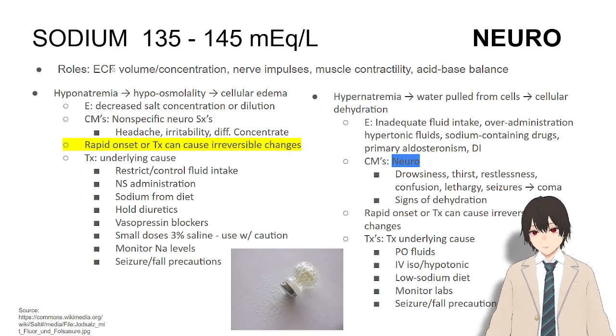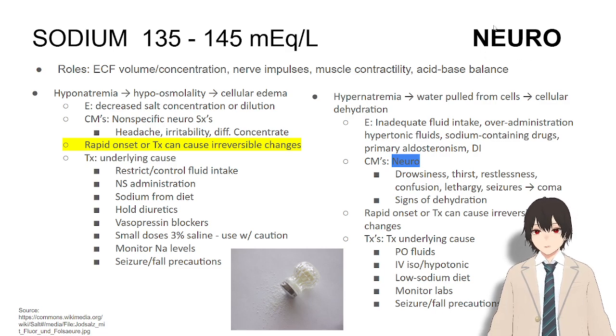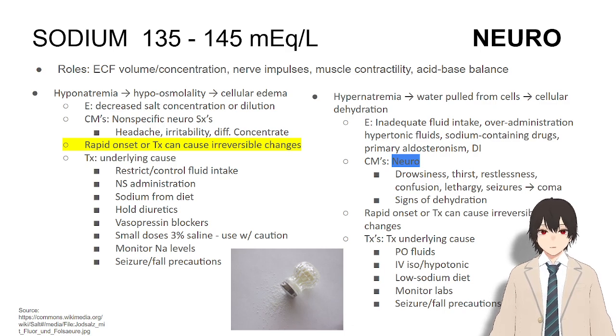So, let's start things off with sodium. Its normal range is 135 to 145, and the big thing to remember is sodium is attached to neuro. That's your cue for your symptoms. Whether it is too low or too high, it will affect the brain. Now, low sodium, aka hyponatremia, causes water to rush into the cells, which can lead to cell swelling, especially in the brain. The symptoms you're going to see are headaches, irritability, difficulty concentrating, and if it gets worse, seizures and coma.